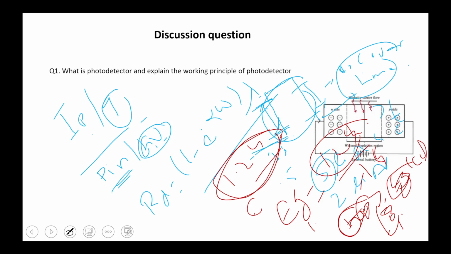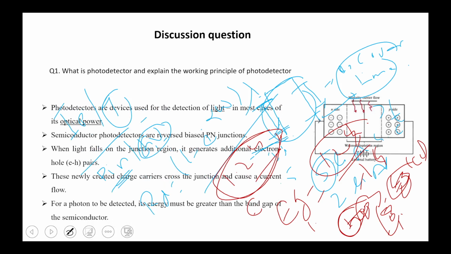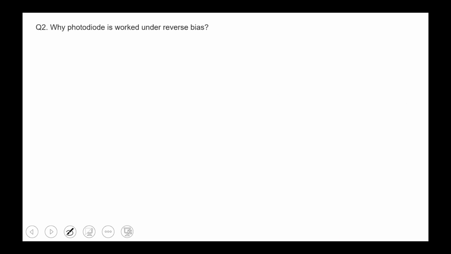So we have the depletion layer, and when exposed to light, an electron and hole pair will be generated, and it is reverse biased. When the light falls on the junction, it generates electron and hole pairs in the depletion region. So why does a photodiode work under reverse bias? Why can we not use forward bias? Any reason?